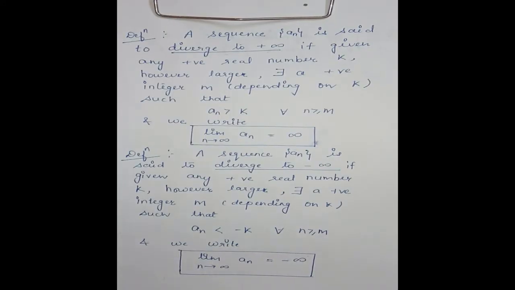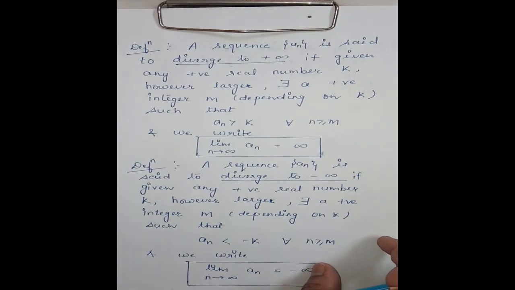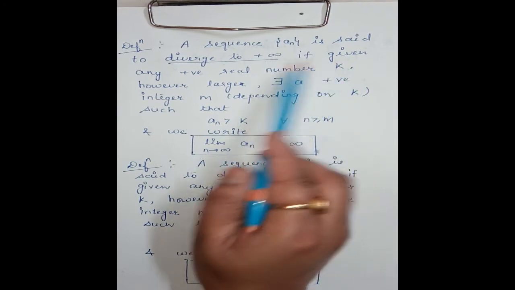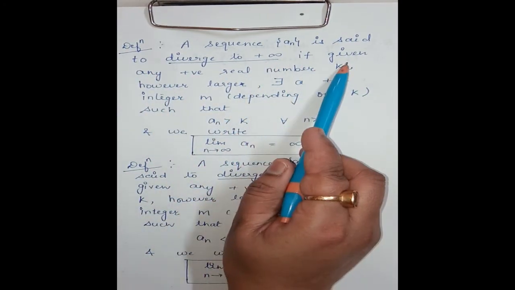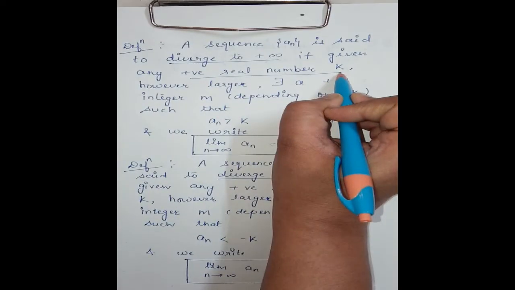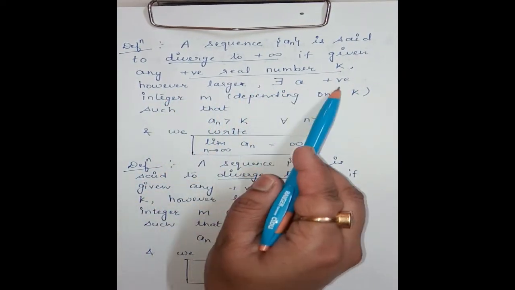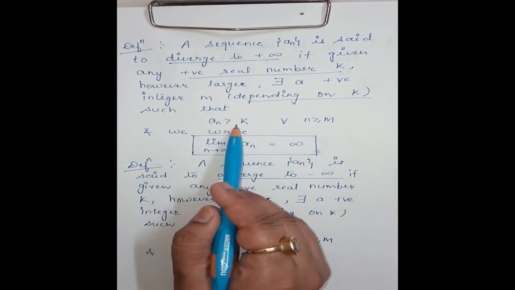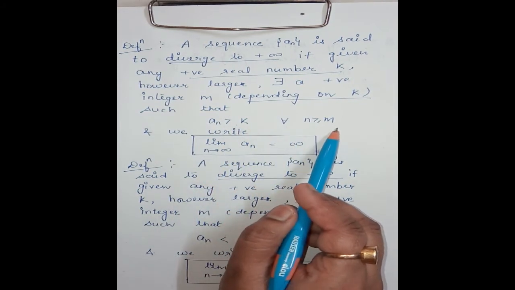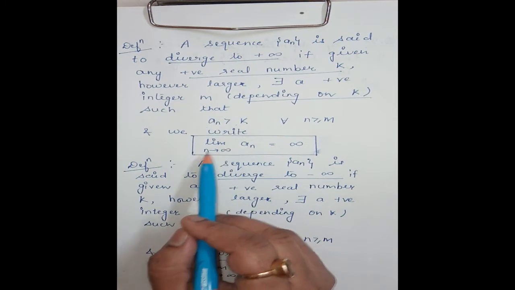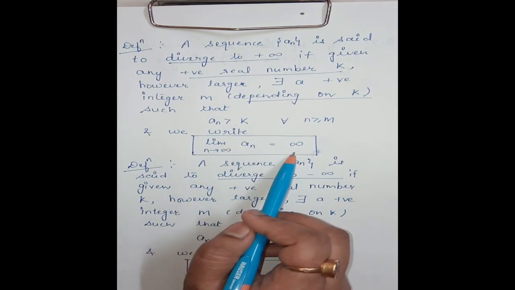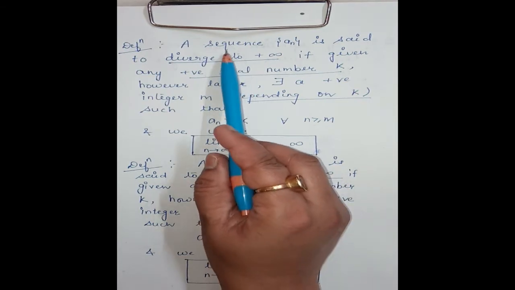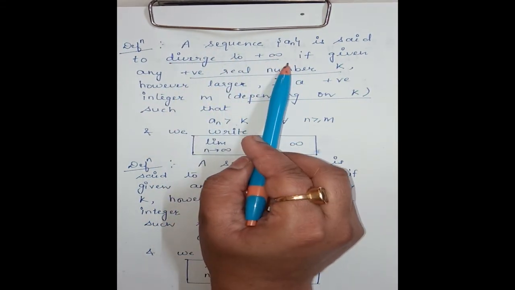Now we will discuss some problems related to divergent sequences. For this, let us first recall the meaning of diverges. First, a sequence a_n is said to diverge to plus infinity if, given any positive real number k, however large, there exists a positive integer m which depends on k such that a_n is greater than k for all n greater than or equal to m. In that case we write the limit as n tends to infinity of a_n is equal to infinity. This is the meaning of a sequence diverging to plus infinity.